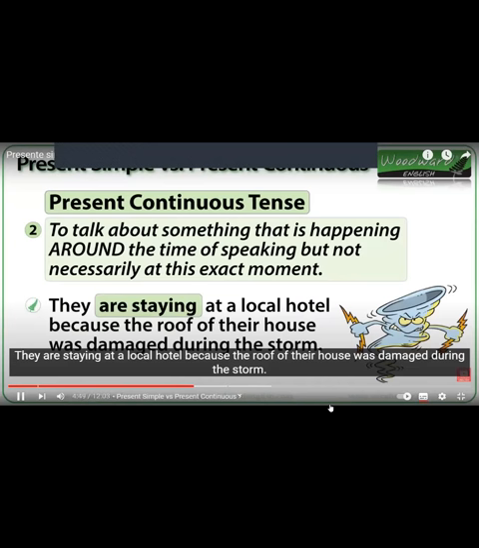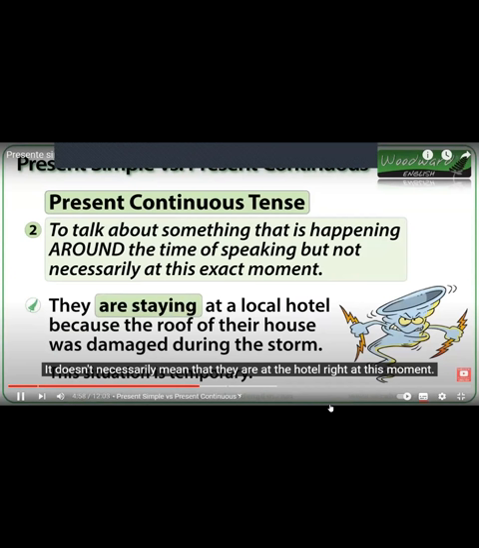They are staying at a local hotel because the roof of their house was damaged during the storm. It doesn't necessarily mean that they are at the hotel right at this moment. Maybe they are at work right now or somewhere else. This situation is temporary.